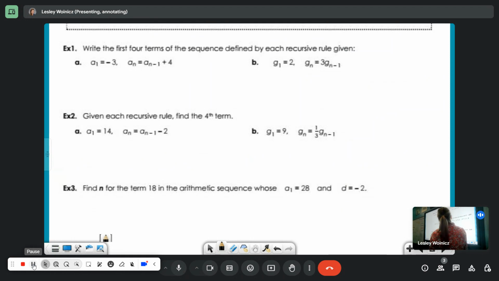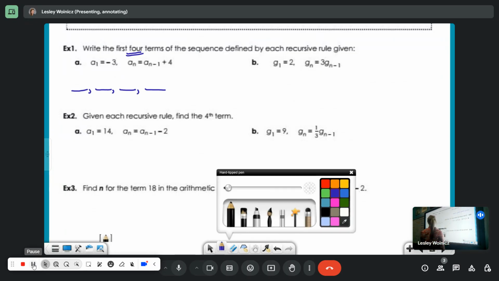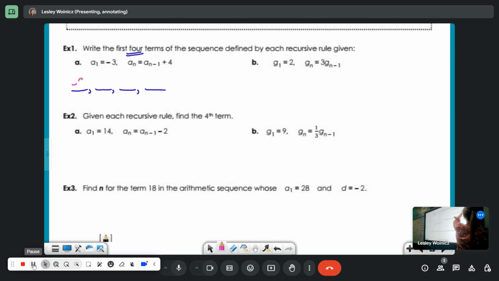All right, so all we have to do for these is write the first 4 terms of each sequence defined by these recursive rules. So it just says the first 4. So I'm going to get my little spots ready. I want 1, 2, 3, 4, and then I'm going to be done. Separate them with commas, please. What is my first term according to the rule? Correct. Okay, what do I have to add to my -3 to get my next term? Correct. So my second term is 1. My third term is, fourth term.